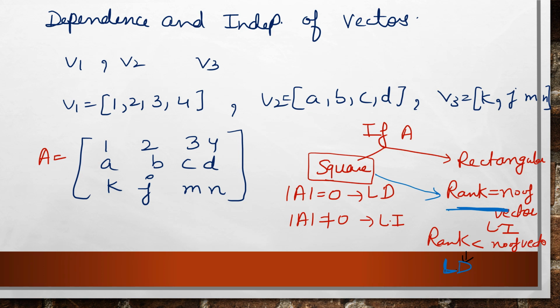But I suggest that if you have a square matrix, then use this determinant approach. If your rank is equal to the number of vectors, then they are linearly independent. If it is less than that, then linearly dependent. And if the determinant is 0, linearly dependent. If the determinant is not equal to 0, then linearly independent. So let's do some questions.